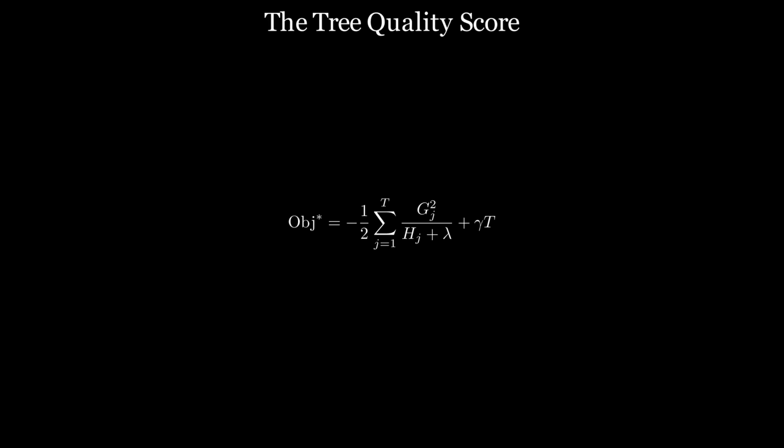This score measures how good a tree structure is. A lower score is better. It considers the sum of gradients and Hessians in each leaf, as well as the regularization penalties.